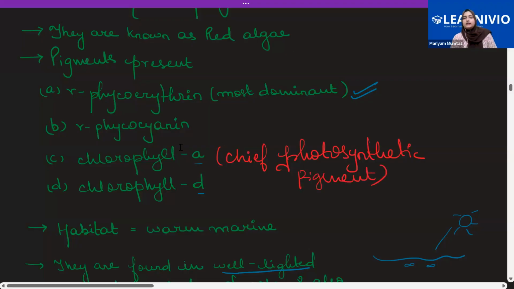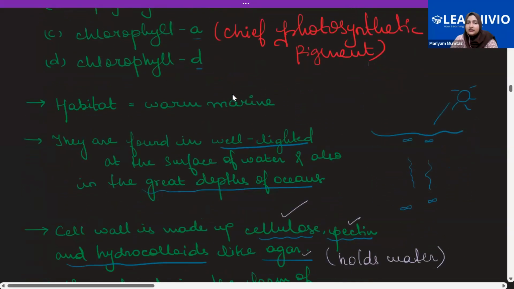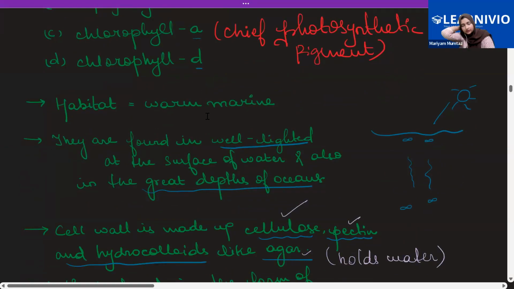Yes, ma'am. Okay. So now, since they are red in color, the red pigment will be a lot in them. So the most dominant pigment in the Rhodophyceae is R-phycoerythrin, which is a red colored pigment. Now, in terms of their habitat, they are warm marine organisms. Warm marine means they are found in those areas where there is a warm environment. In those areas, you will find the rhodophytes.